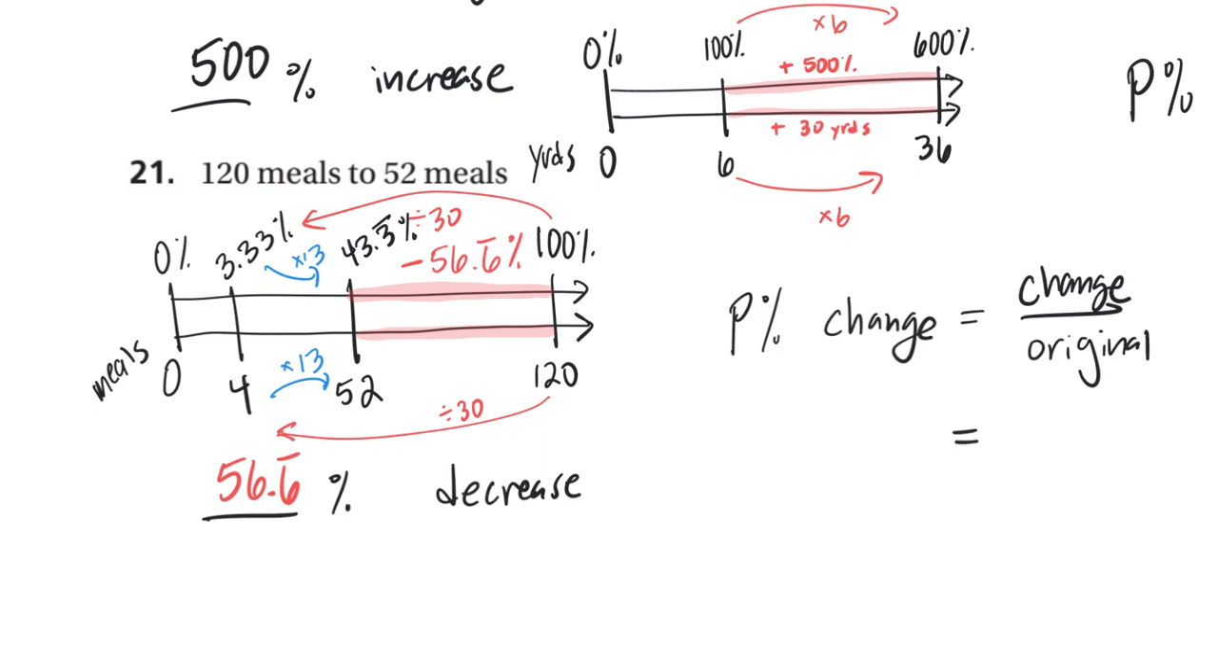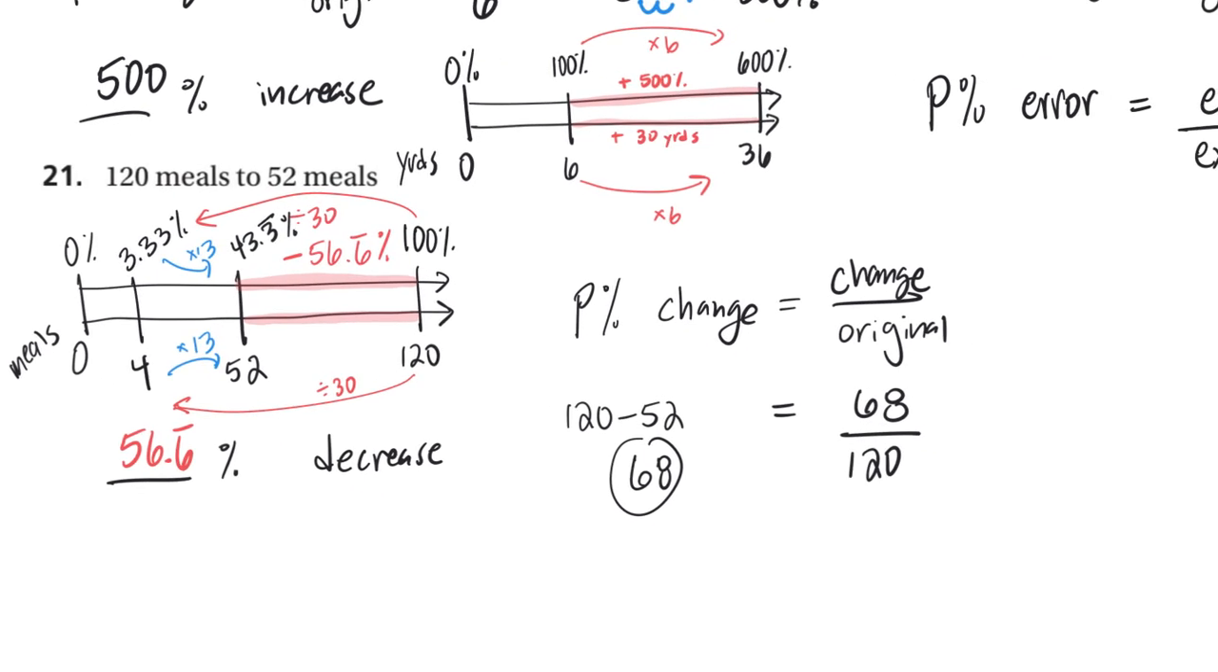Okay. So it went from 120 to 52. So that's the change. So 120 minus 52 is 68. So it changed 68. It went down 68 meals. And we're comparing that to what it was. And it was 120. And then to get that as a percent, we just divide.